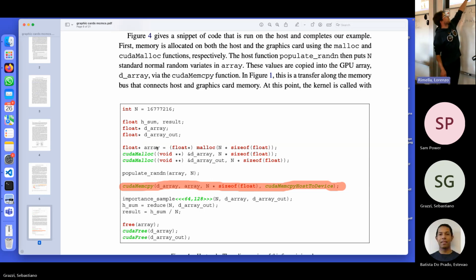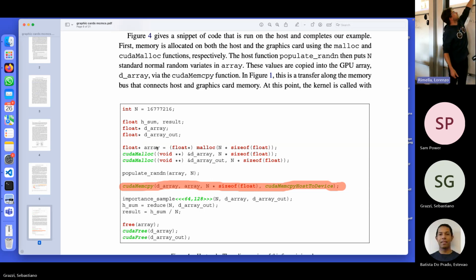Well, then what we do, which is quite slow, is to copy this array generated in the CPU memory to the GPU memory. So this is kind of a very bad thing to do because it's very slow. It is this transfer move that I showed in the graph before.